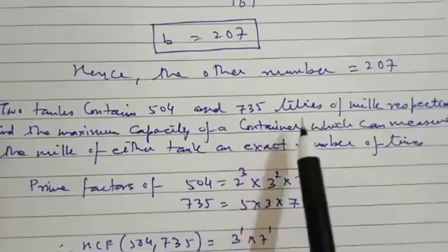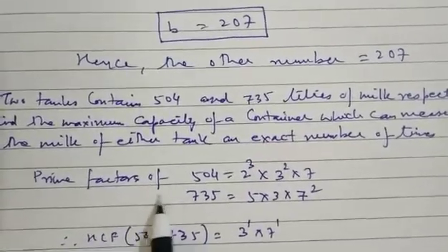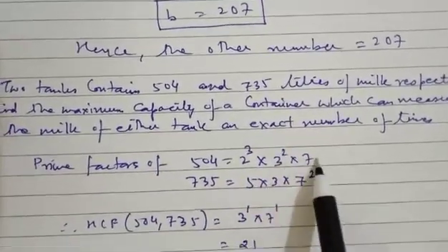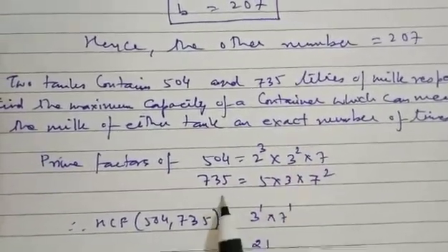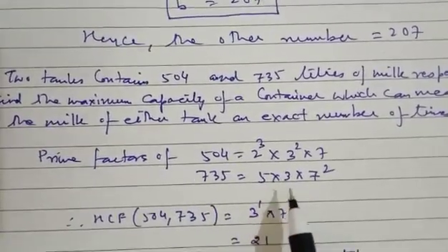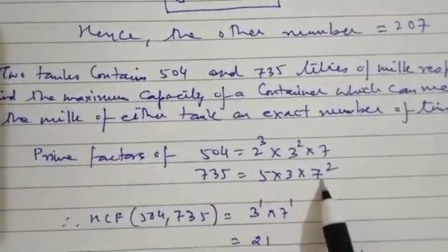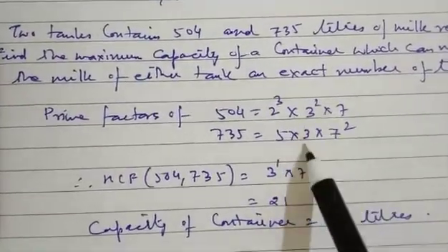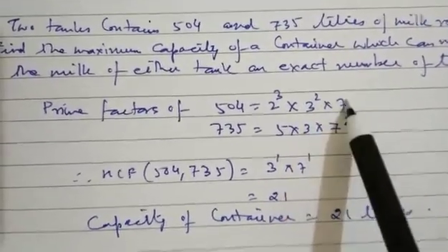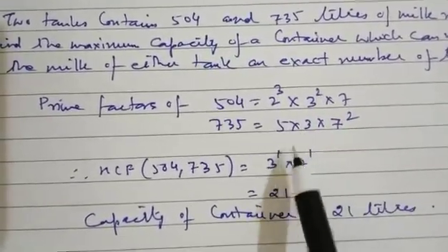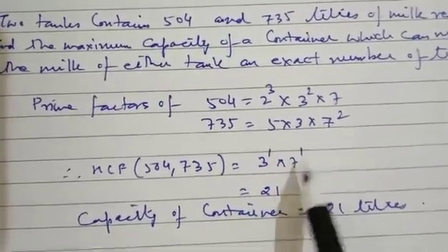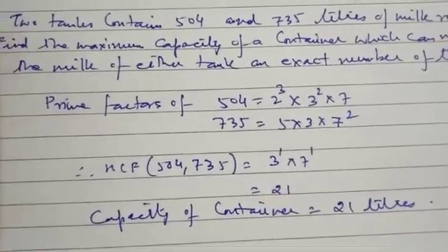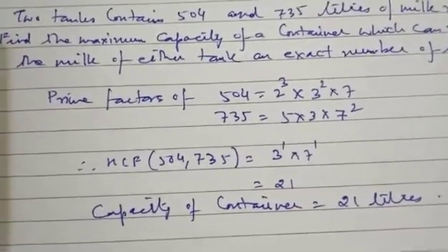And so we will first go for the prime factorization of the two numbers. 504 will be 2 power 3 into 3 power 2 into 7. 735 will be having the prime factorization of 5 into 3 into 7 power 2. And as we know, for the HCF we will look for the common factors. The common factors are 3 and 7. The lowest power of 3 is 3 power 1 and 7 power 1, which multiplied is going to give me the answer as 21. So the capacity of the container should be 21 liters.